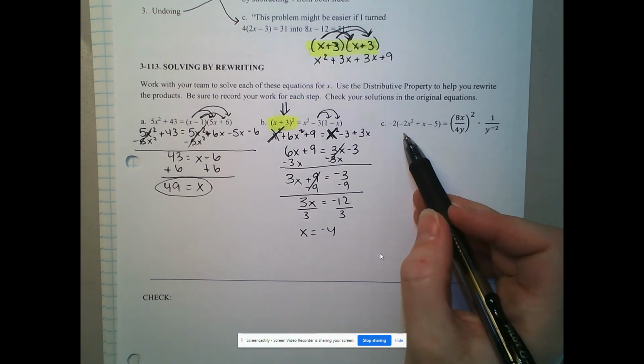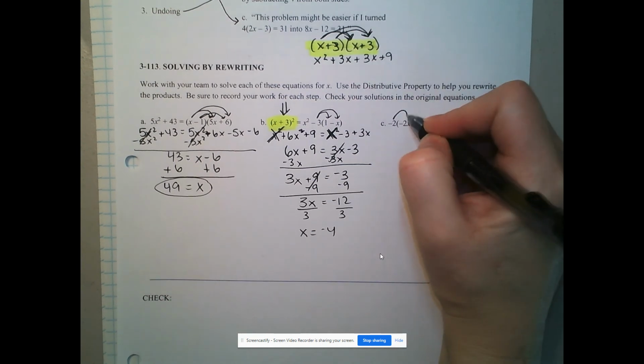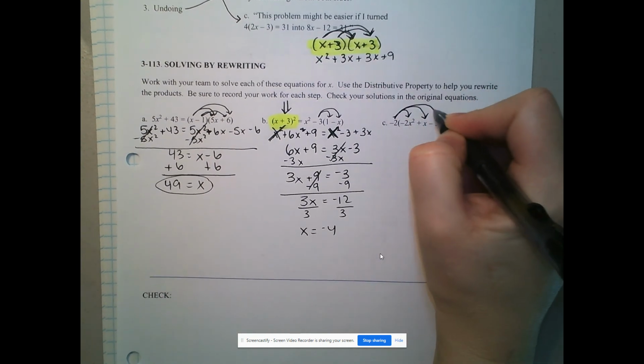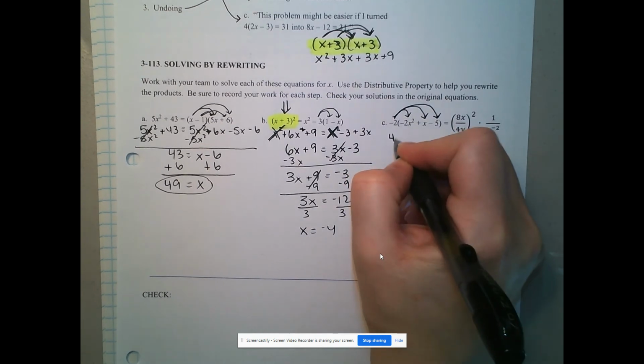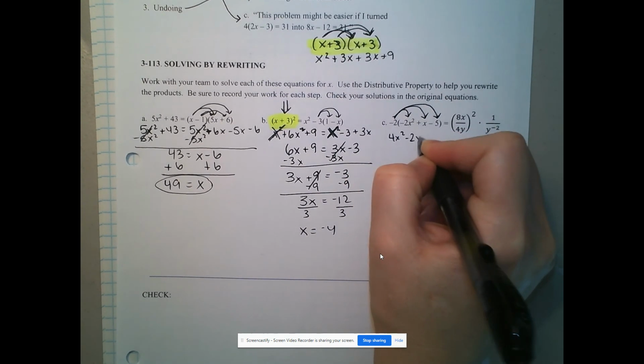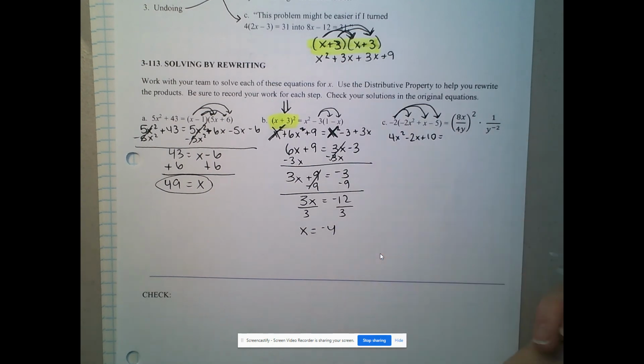Last, I have to distribute that -2 by everything that is inside the parentheses. Now, all of that's on the left side of the equal sign. So I'm going to have 4x squared minus 2x plus 10. The right side of the equal sign, you do have to do a bunch of simplifying.